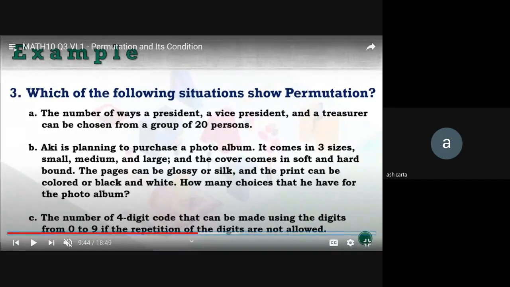Aki is planning to purchase a photo album. It comes in 3 sizes, small, medium, and large. And the cover comes in soft and hard bound. The pages can be glossy or silk, and the print can be colored or black and white. How many choices does he have for the photo album? Thank you. How about for the last one, Torio?